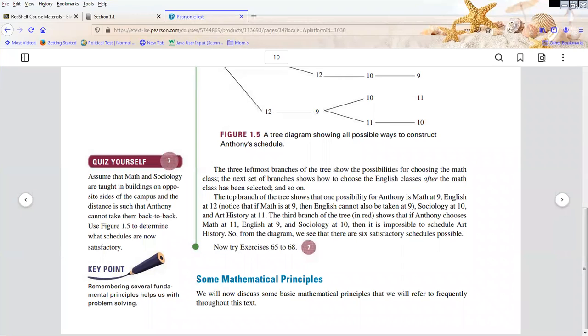In question 7, we're asked to assume that the math and sociology are taught in buildings on opposite sides of the campus, and the distance is such that Anthony cannot take them back to back. Use figure 1.5 to determine what schedules are now satisfactory.